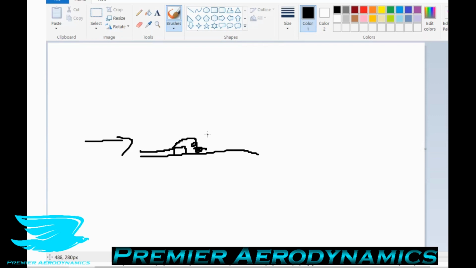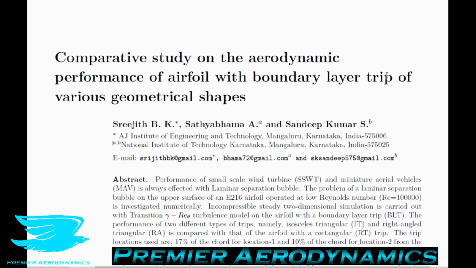And what this does is it accelerates the onset of turbulence. So all this turbulence will break down, and then the boundary layer will become turbulent. That's the general function of a boundary layer trip. But as we're going to be covering, are different shapes better at doing this and or worse? Depending on what we're looking for, sometimes a shape will be better, but other times it'll be worse.